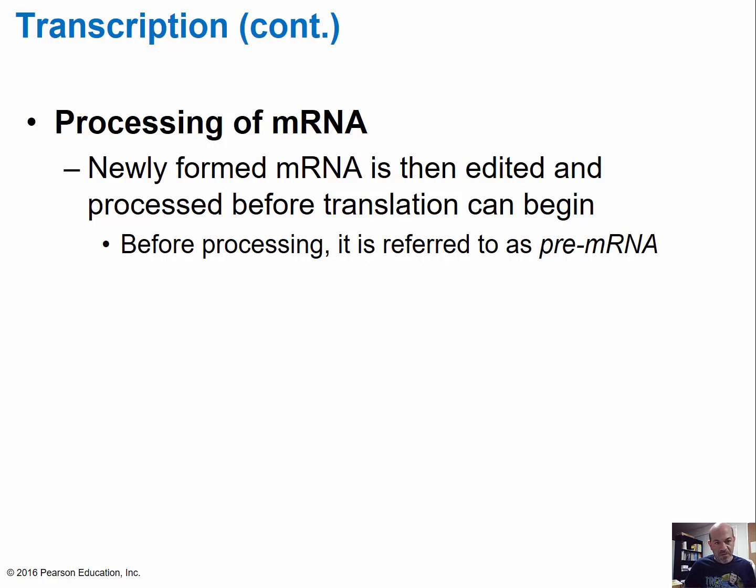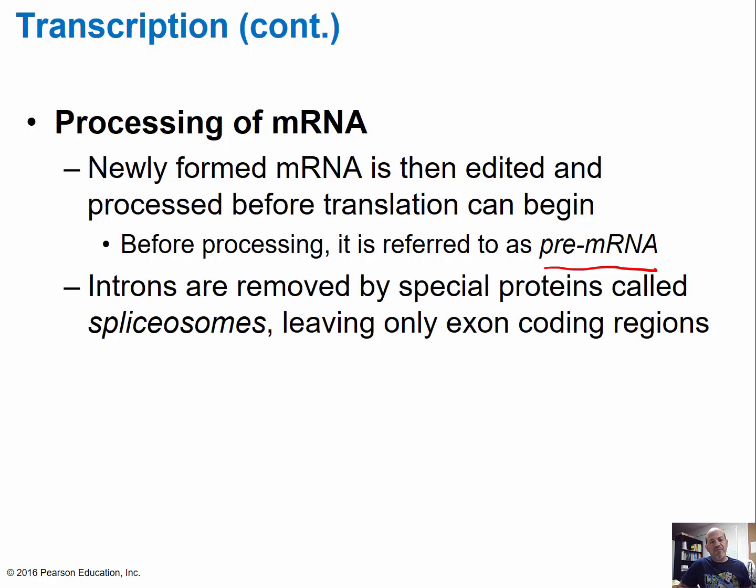So continuing with this process, we've made the mRNA. At this point, it's the pre-mRNA. So this newly formed RNA needs to be edited. Before we edit it, or before we process it, it is called the pre-mRNA. And here's where we have to remove the introns, and special proteins called spliceosomes are going to do that. What they're going to do is only leave the exons, which are the coding regions, and literally splice those exons together after removing the sections of the introns.